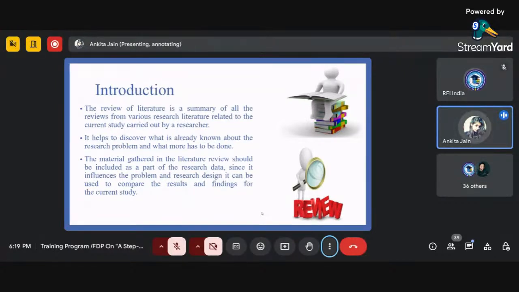Then the material gathered in the literature review should be included as part of the research data, since it influences the problem and research design. It can be used to compare the results and findings for the current study.